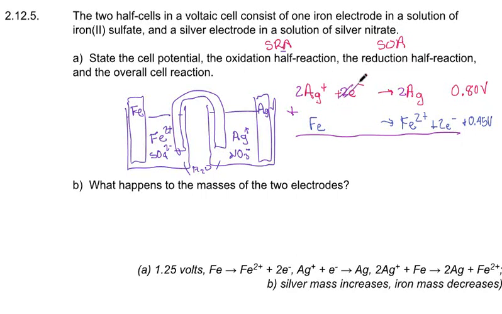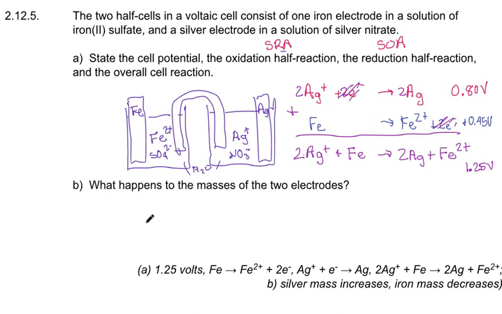Now we can cancel our electrons, because there's 2 each, and we can mush these together into one big net reaction. 2 silver ions react with 1 iron metal. We get 2 silver metal and 1 iron ion, and 0.80 plus 0.45 makes 1.25 volts for the net cell potential. Good with all that?